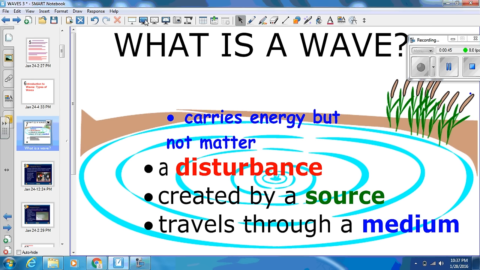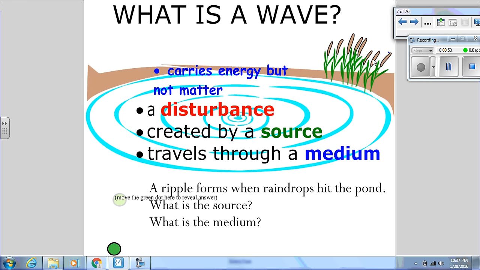So let's talk about just some basics about what a wave is, because we've all experienced waves before. A lot of times when we think about waves, we think a lot about water waves, but those are not the only types of waves. A wave is a disturbance that carries energy but not matter. So when a disturbance goes through matter and it's carrying energy, then you will produce what is called a wave.